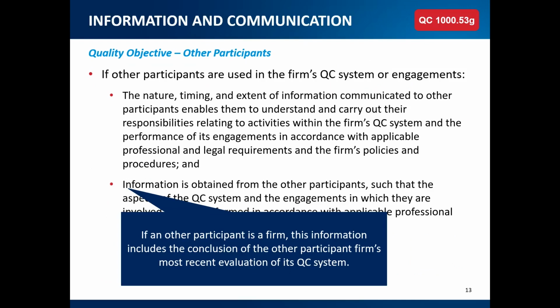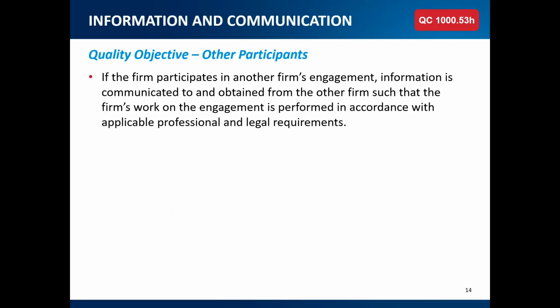The last quality objective under the information and communication component states that if the firm participates in another firm's engagement, information is communicated to and obtained from the other firm such that the firm's work on the engagement is performed in accordance with applicable professional and legal requirements. This communication includes any instances of non-compliance with applicable professional and legal requirements that the firm identifies related to the other firm's engagements during the firm's monitoring and remediation procedures.